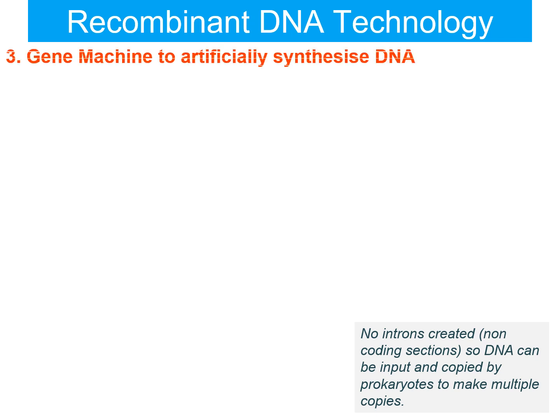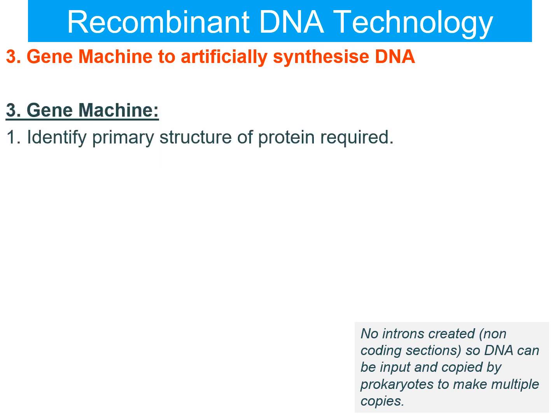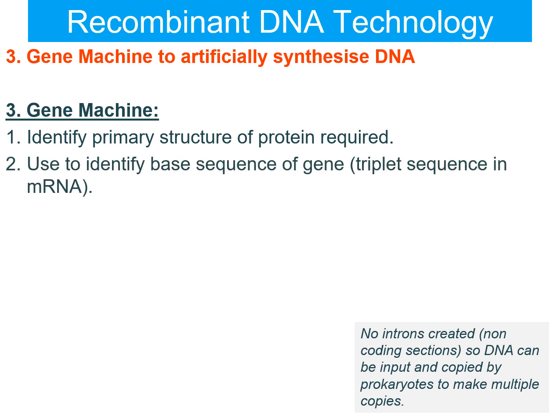And the third stage is the gene machine, which is used to artificially synthesize DNA. So with the gene machine, we work backwards. We start with the primary structure of the protein. So we have our protein structures that we have identified, and work out what the amino acid sequence is. From the amino acid sequence, we can then identify the base sequence of that gene, of all the codons in the messenger RNA to produce it. We then can program that sequence into a computer.